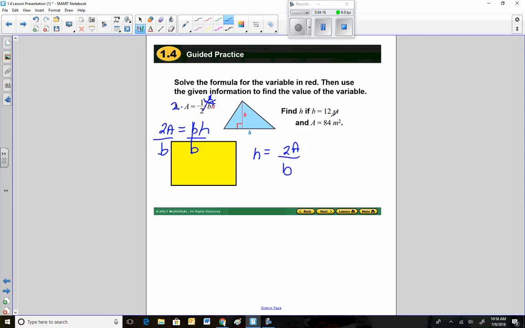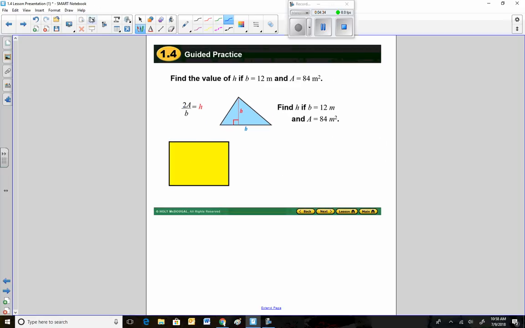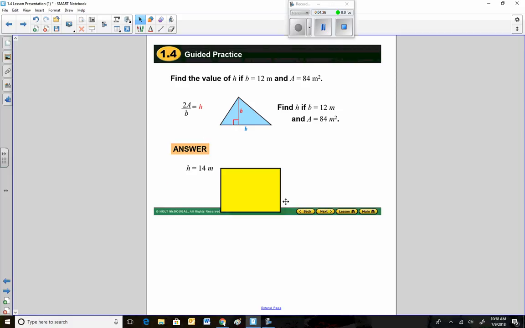Now, substitute everything you need. We have H equals 2 times the area, which was 84 that they gave us, and the B was a 12. So you can do the math for that, and you can get the numerical answer for the height. And here you go. The height was 14.